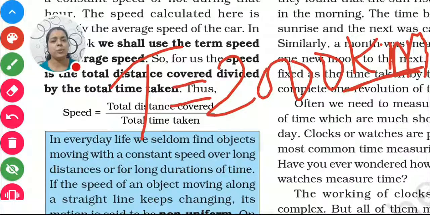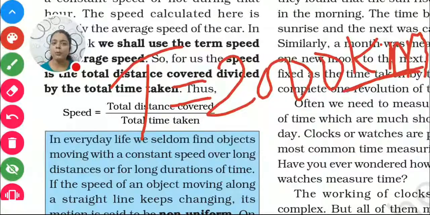Now, according to that, you can easily find out the speed of a train, car and plane as well. When you are able to find out the speed of all three things, you can easily say which is the fastest one and which is the slowest one over here.